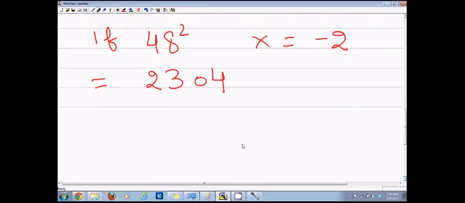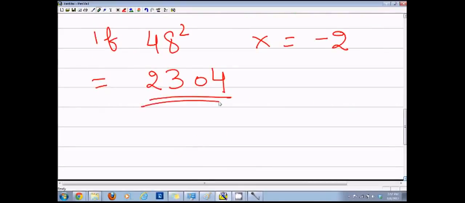So I hope this trick will help you for quickly doing these calculations and going quickly through your exam. It will give you confidence also. You can also impress your friends by just telling them how you can square all these numbers quickly without using a calculator, in your mind. So I hope this tutorial will help. Thank you.